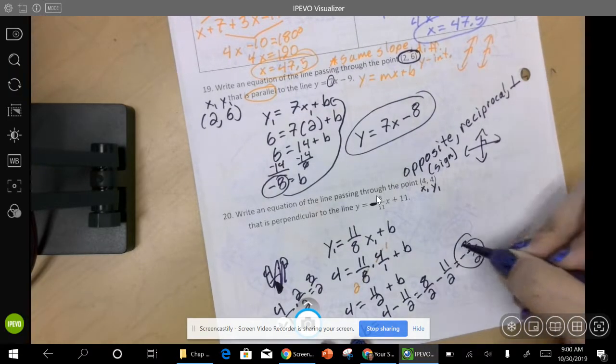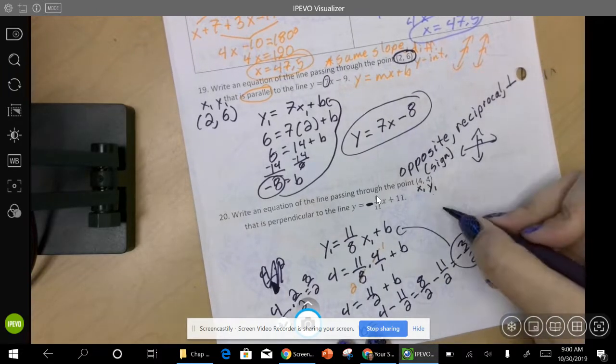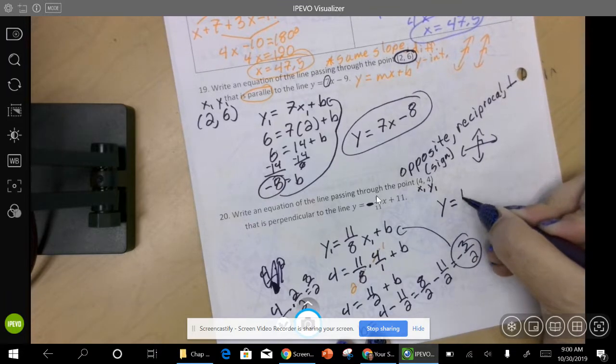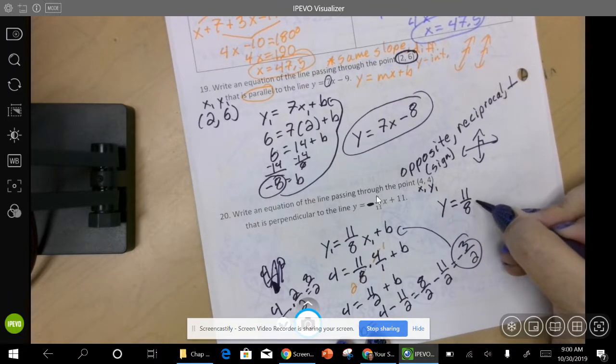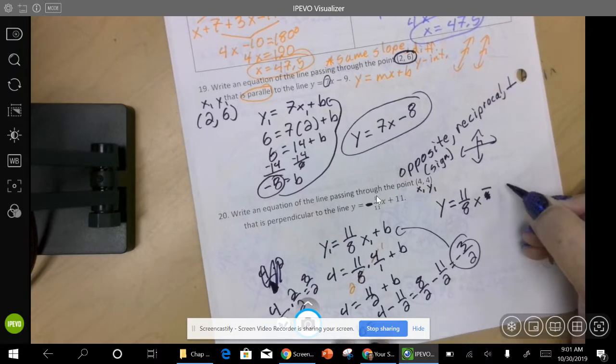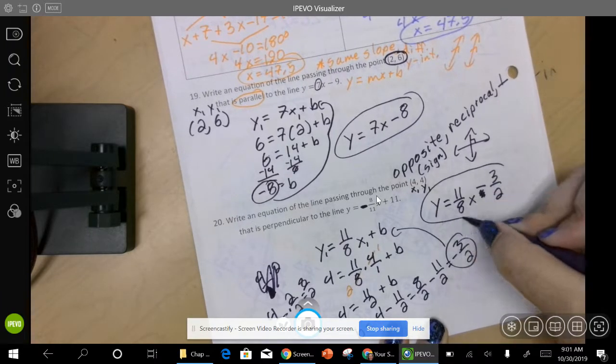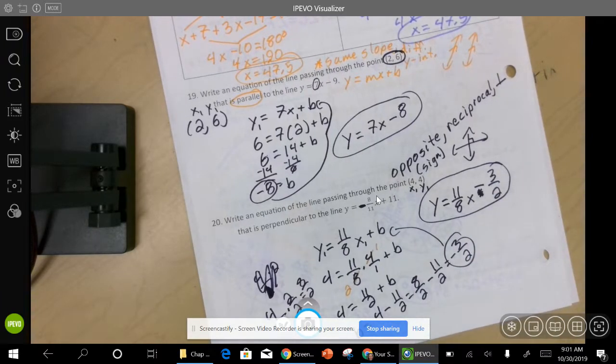Whew. Okay, we got this. We love our fractions. Okay, so now I can write my equation. So y is equal to 11/8 x minus 3 halves. You could also put plus negative 3 halves, but normally we just write it as a minus. And that's it. Read the questions carefully. You got this.